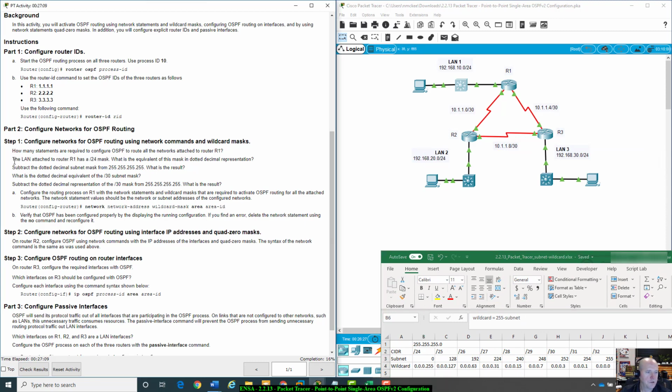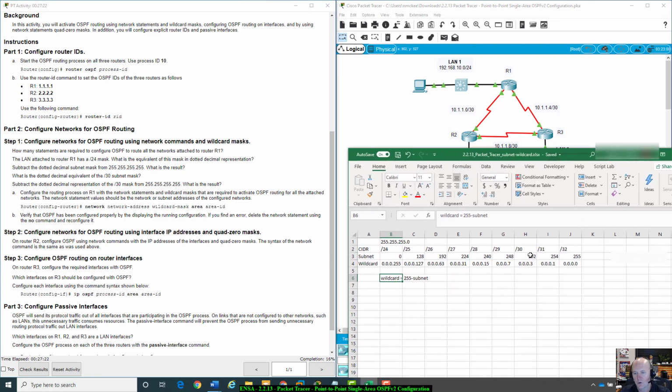All right, so the LAN attached to router 1 is a /24 address, or /24 mask. What is the equivalent of this mask in dotted decimal representation? Dotted decimal is all the octets separated by dots. So that looks about right. Subtract the dotted decimal subnet mask from 255.255.255.255. What is the result? So just 255 minus the subnet, and whatever you're left over with would be your answer.